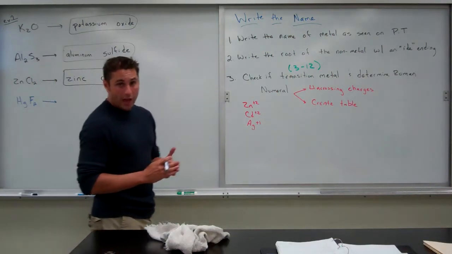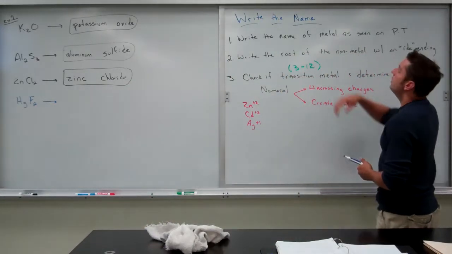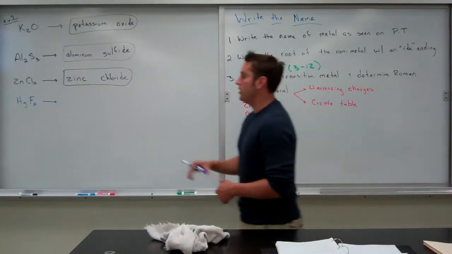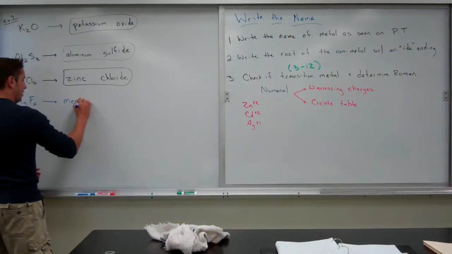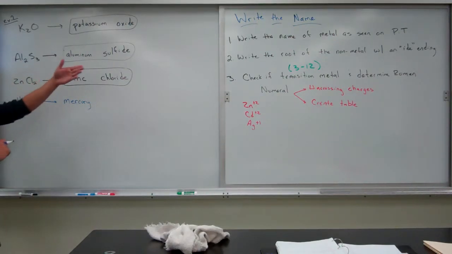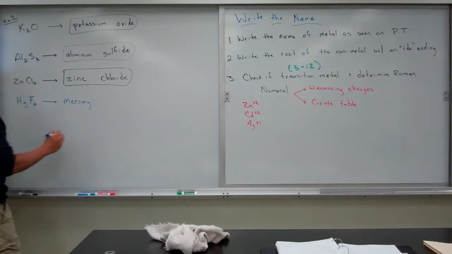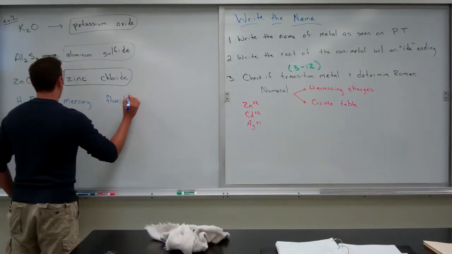So, still an ionic compound. Hg lies to the left of the staircase, F lies to the right. So I write the name of my metal as seen on the table. Hg is mercury. F is the non-metal, so we need the root with an IDE ending, which is fluoride.